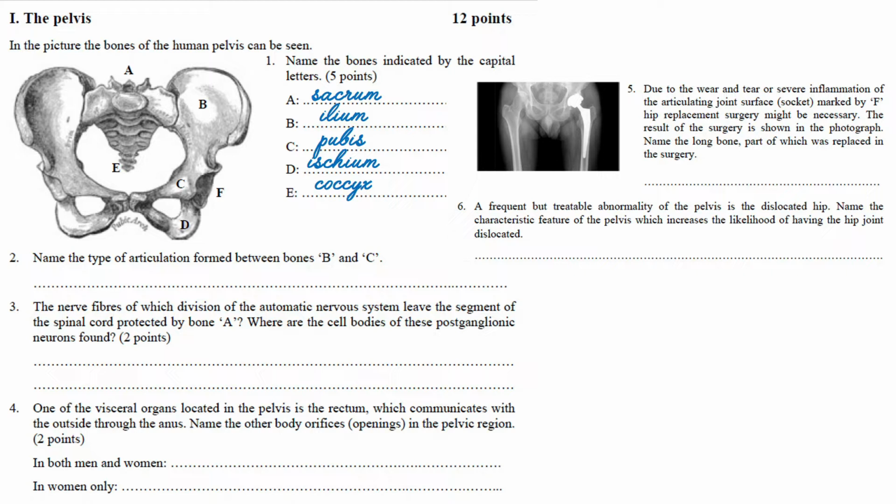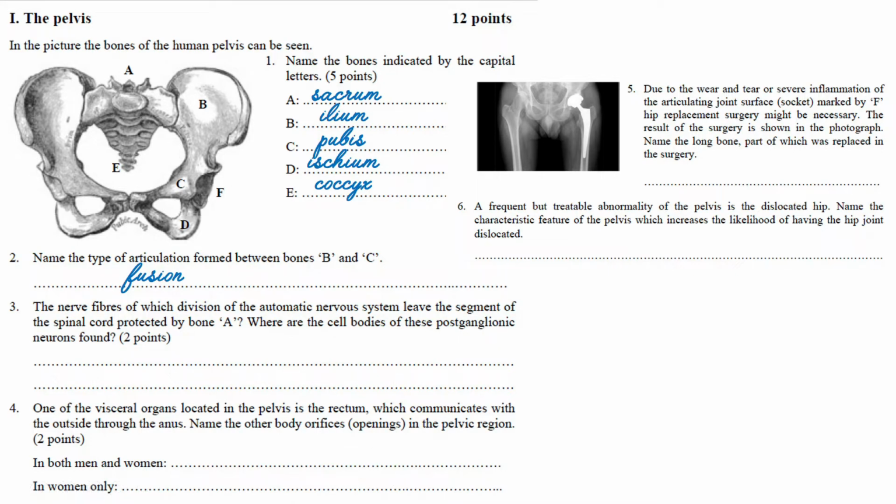Name the type of articulation formed between bones B and C. The articulation that can be found in between these bones is a kind of fusion, bone fusion, a fixed articulation, fixed joint. Exercise 3. The nerve fibers of which division of the autonomic nervous system leave the segment of the spinal cord protected by bone A? Where are the cell bodies of these postganglionic neurons found?